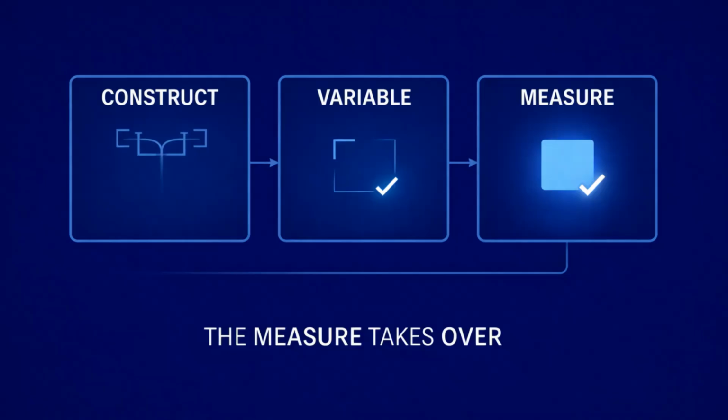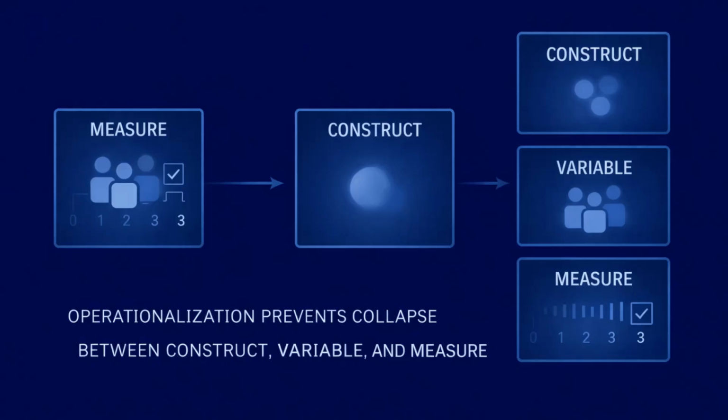A common shortcut is to identify a construct, name a variable, and then immediately select a measure. When that happens, the variable often remains underdefined, and the measure ends up doing conceptual work it was never meant to do. Another common shortcut is to pick a measure because it is available and then work backward, claiming it represents a construct it does not actually capture. Operationalization is what prevents both of these.